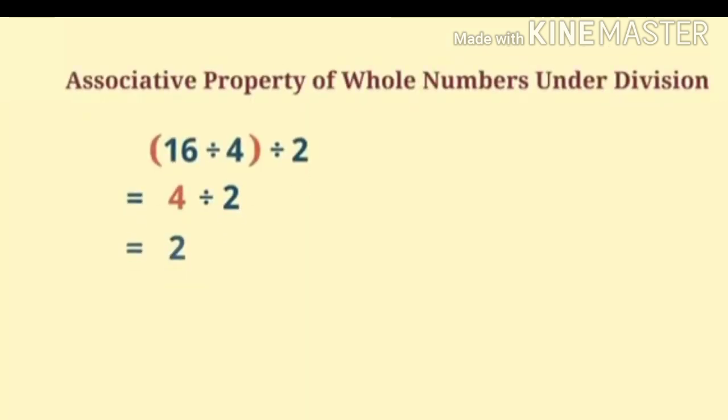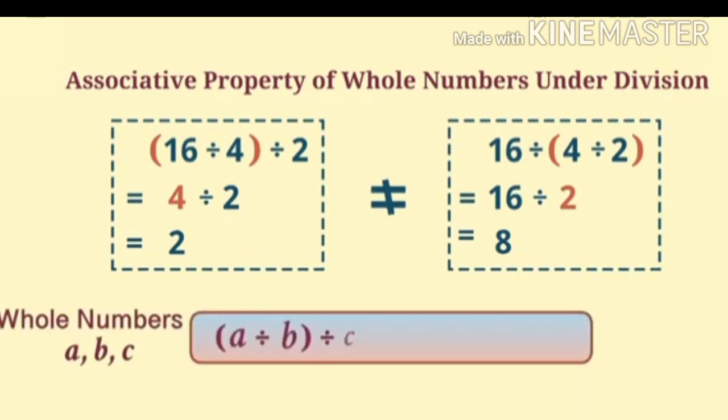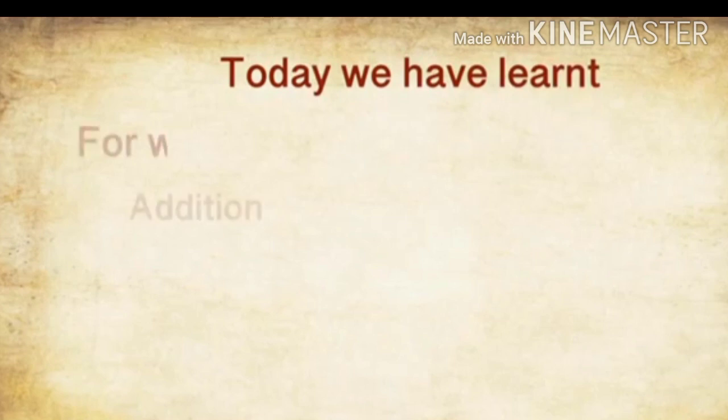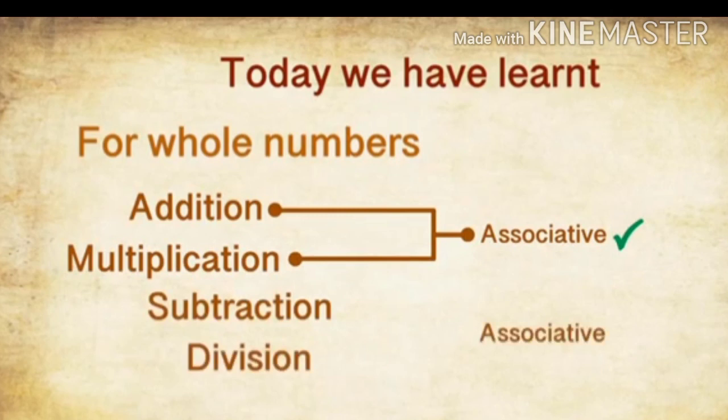Now, if we talk about division, then any 3 whole numbers cannot be divided by changing the order of division. That is, for whole numbers a, b and c, (a divided by b) divided by c and a divided by (b divided by c) are not equal. In this way, whole numbers are not associative under division. Today, we have learnt addition and multiplication of whole numbers are associative, but subtraction and division of whole numbers are not associative.